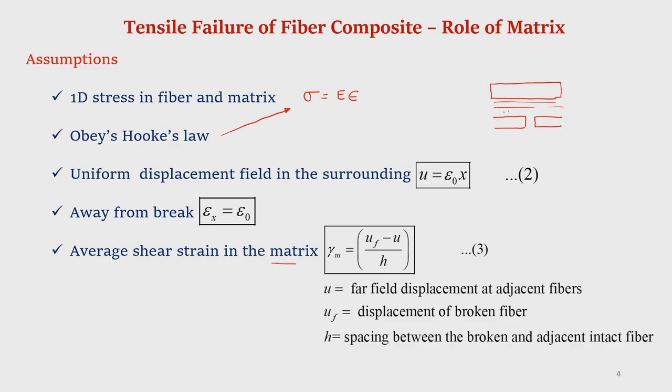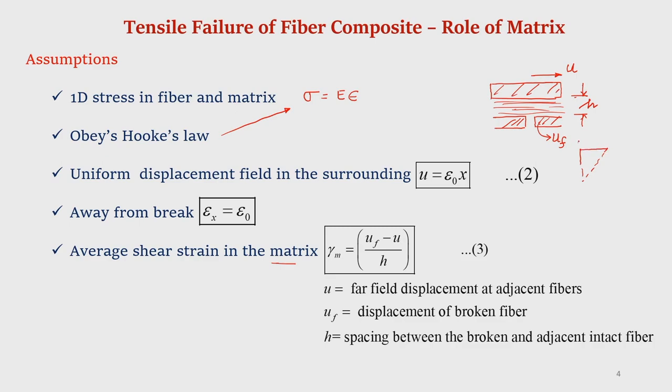This is the matrix. Suppose the distance is h, this distance is h, say the displacement of this intact fiber is u, as I have already shown, and that of the broken fiber is uf. Therefore, the shear strain, by the definition of shear strain, is the tangent of that angle.